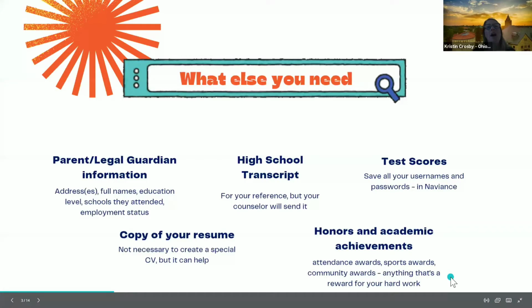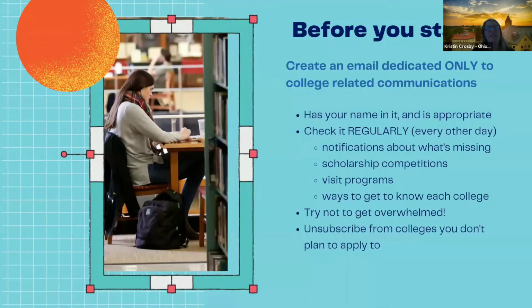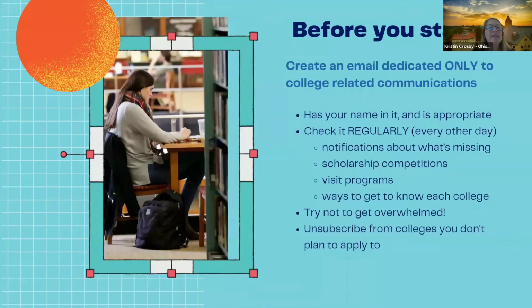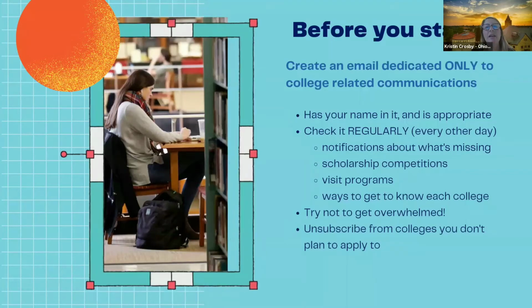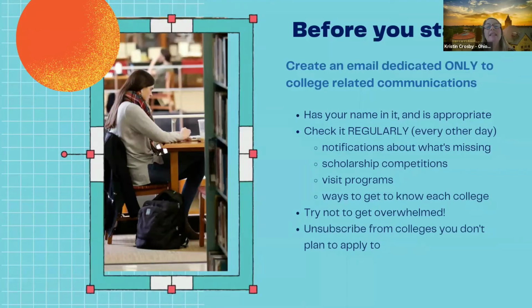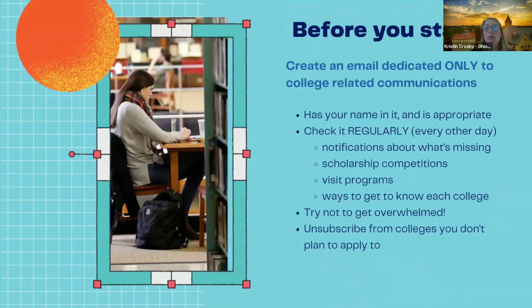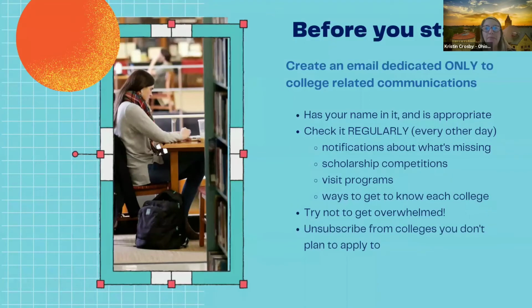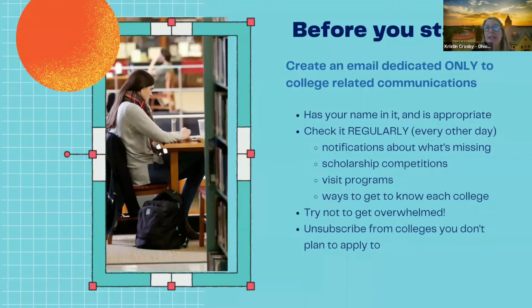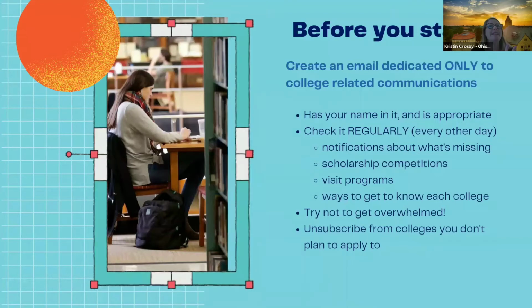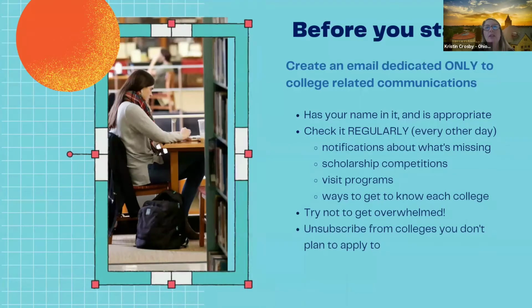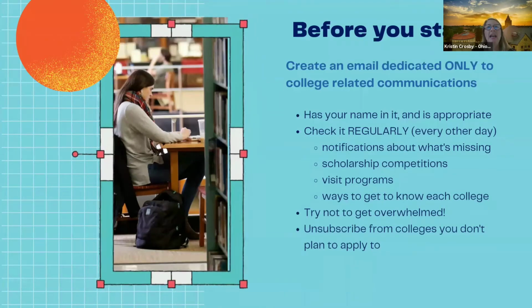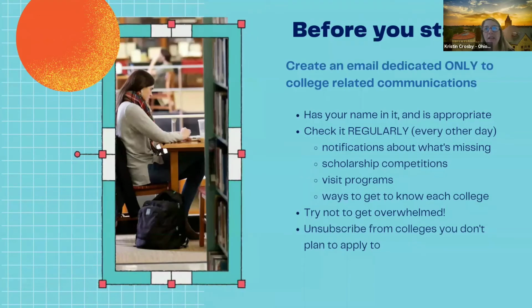My recommendation before you even get started with the Common application, before you even fill out the very most basic pieces, maybe even making your account, is to create an email address that is only for college-related communications. It should have your name in it. It shouldn't be some crazy email address. I've seen some really wild email addresses. And this is an account that you should check regularly, maybe every other day, every few days.